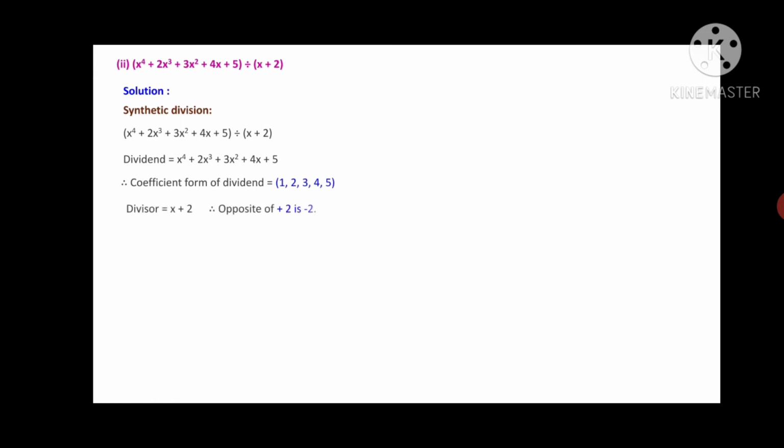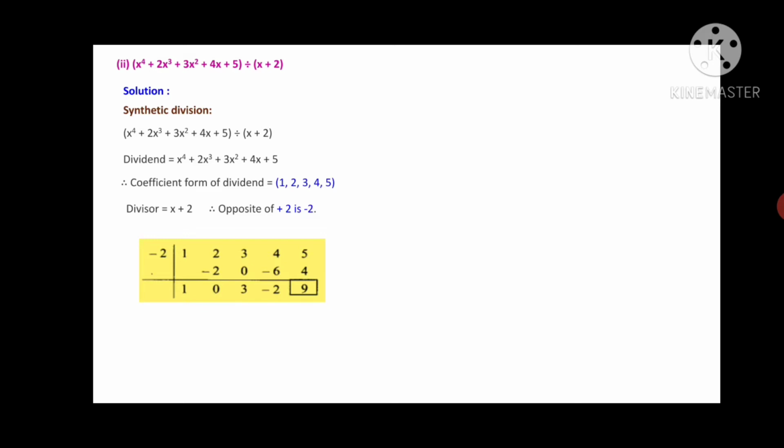Friends, the divisor is x plus 2, and the opposite of plus 2 is minus 2. So by synthetic division, let us prepare this chart. In the first row we are going to write the dividend in coefficient form, that is 1, 2, 3, 4, 5. Minus 2 is the opposite of 2 in the divisor, which is written on the first row on the left side.